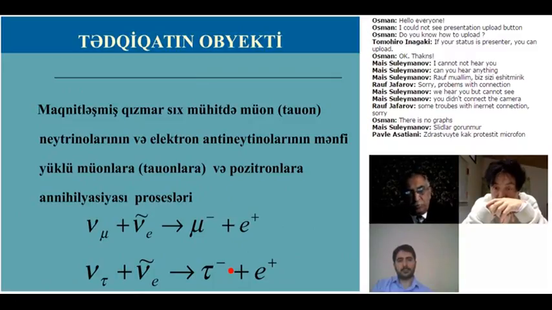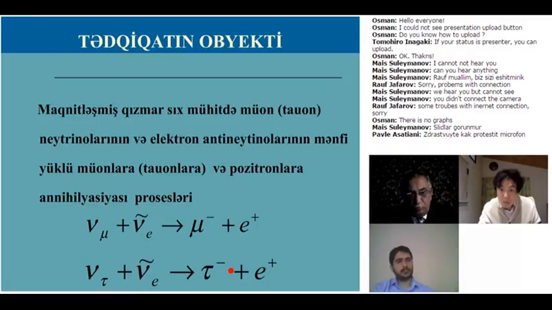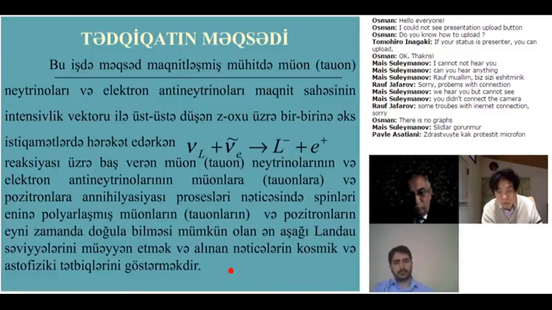Two processes are investigated here. In the first, muons and positrons are produced from the muon neutrino and electron antineutrino. In the second reaction, a tau lepton and positrons are produced in the annihilation of tau neutrino and electron antineutrinos. All these processes proceed in a strongly magnetized, hot medium and stellar medium.